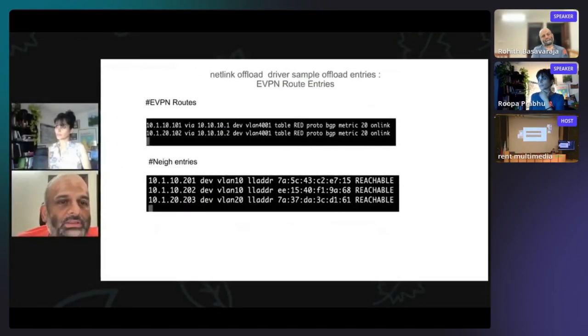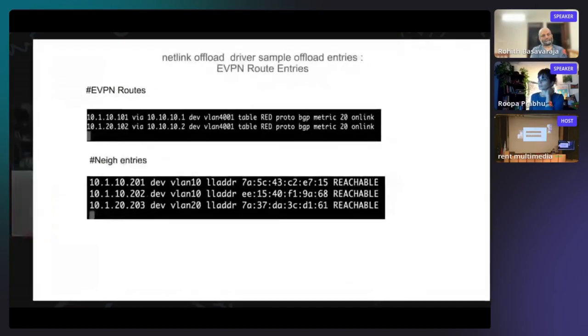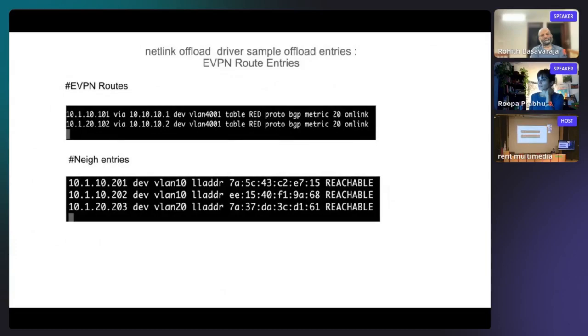Now let's look at some of these EVPN routes as well. This is how the EVPN route looks. It indicates that 10.1.10.101 and 102 need to be sent over the tunnel, where the remote end is 10.10.10.1 for the first entry, and for the second entry the remote VTEP IP is 10.10.10.2. We also have the corresponding neighbor entries as well. I'm just showing them for completeness here.